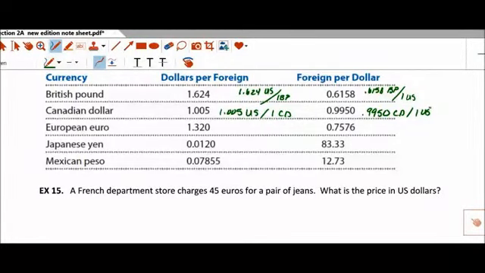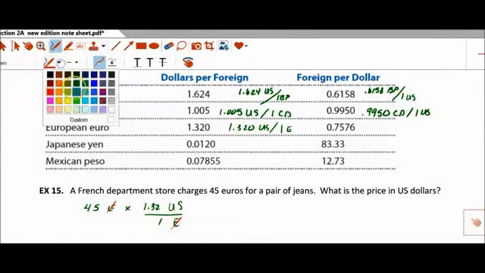We have a department store in France charges 45 euros for a pair of jeans. What would that price be in US dollars? So we start with the 45 euros, and let's convert that to US dollars. So I want to make sure I use a conversion factor where my euros is at the bottom and my US is at the top. So here, this 1.320 represents 1.32 US dollars per 1 euro. I could use that conversion factor, 1.32 over 1. I will cancel out my euros.